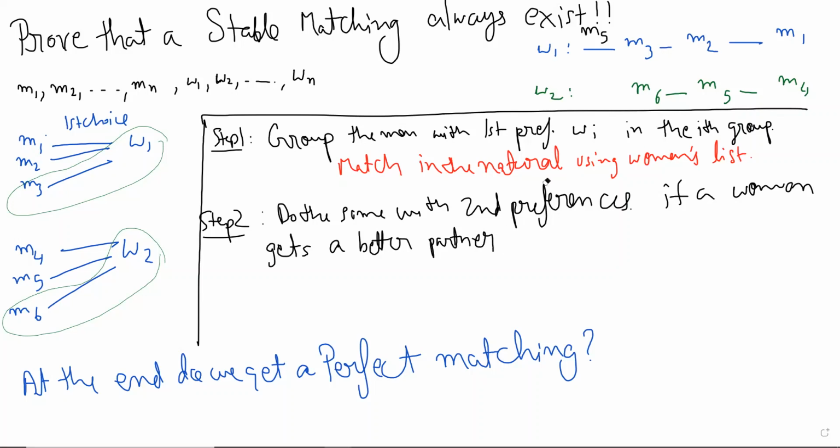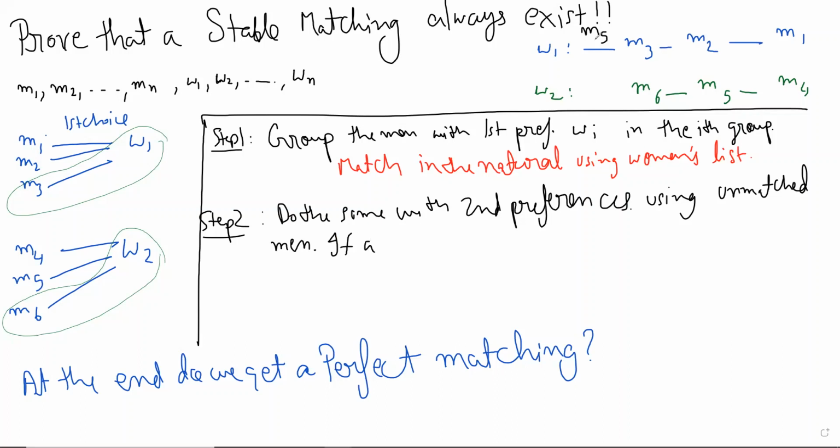So maybe I should say that do the same with second preferences using the unmatched men, because the matched men, they are fine, right? Naturally, they don't want to decrease their chances unless some woman forces that to happen. Unmatched men. And obviously, if a woman just matches naturally, I don't have to write that. I've already written it here and it's just doing the same thing.